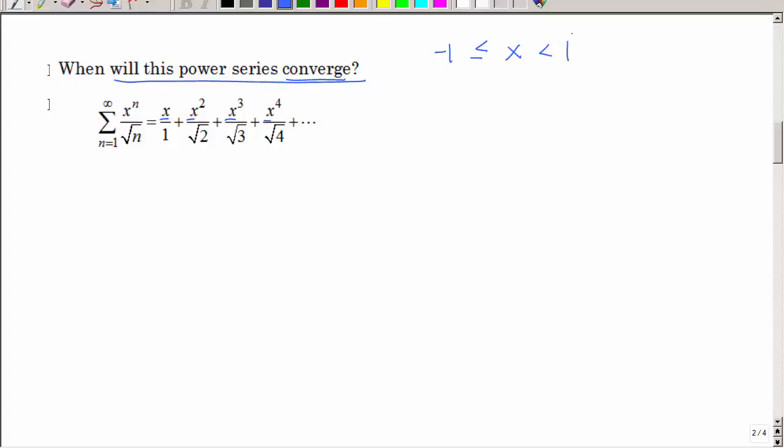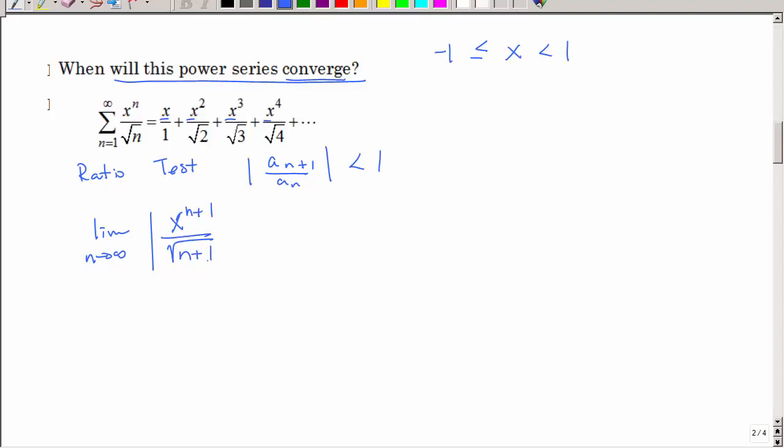So how do we go about finding the interval of convergence? Well, let's use what's called the ratio test. Recall, the ratio test will converge if the absolute value of this ratio is less than 1. So that's what we're going to do. We're going to take the limit as n approaches infinity of the ratio of x to the n plus 1 divided by the square root of n plus 1, divided by this. And remember, when we divide, we just multiply by the reciprocal.